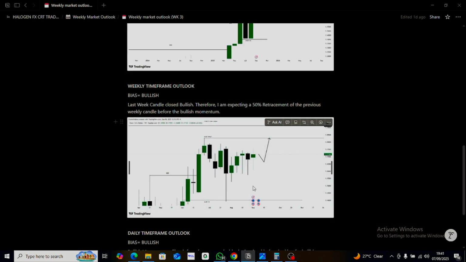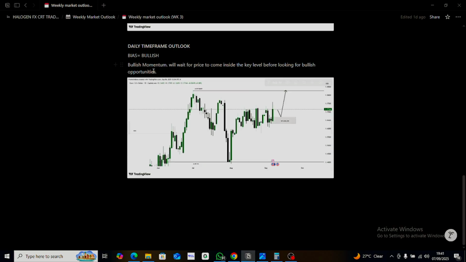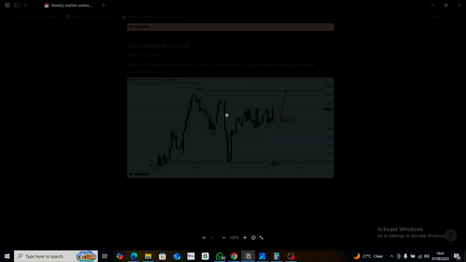So going to my daily time frame. This is my daily time frame. Buyers still remains the same, bullish. Now you can see bullish momentum. I'll wait for price to come inside my key level before looking for a bullish opportunity. Look at how it looks like.